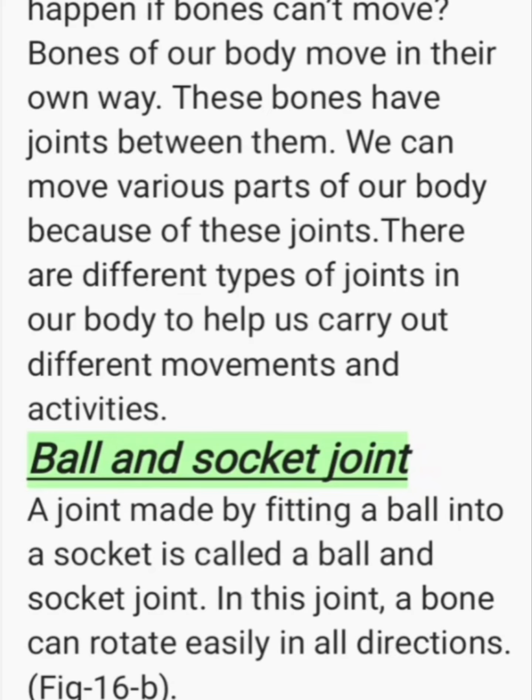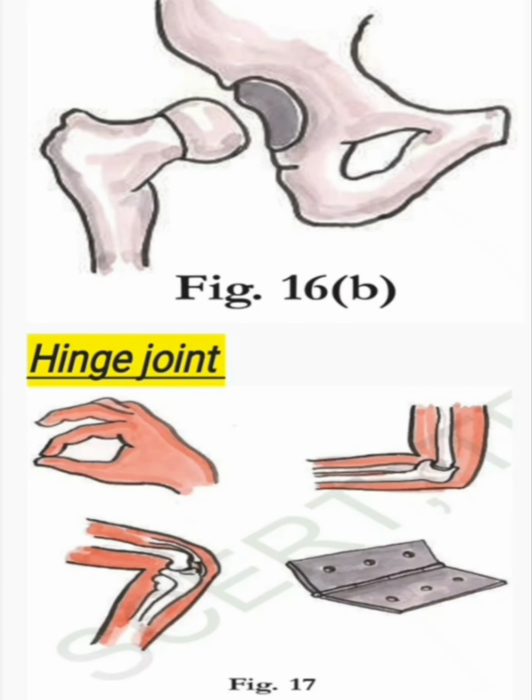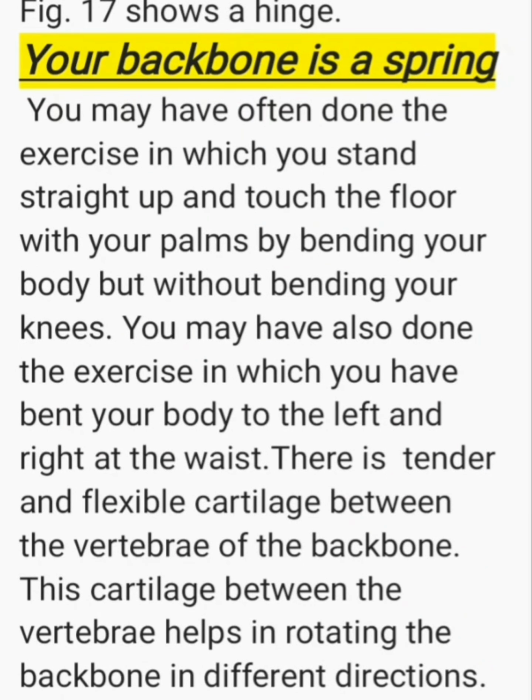Ball and socket joint. A joint made by fitting a ball into a socket is called a ball and socket joint. In this joint, a bone can rotate easily in all directions. Figure 16b. Hinge joint. Figure 17 shows a hinge.